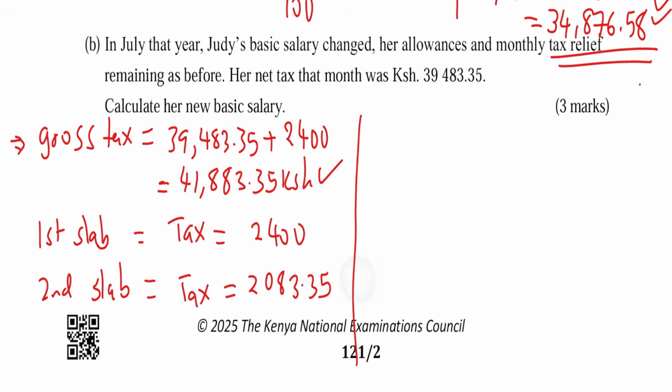So you know it's 2,083.35. Now if you add the tax for the two slabs, let's see how much it gives us. It should give us a measurable amount plus 2,083.35. It gives you 4,483.35.